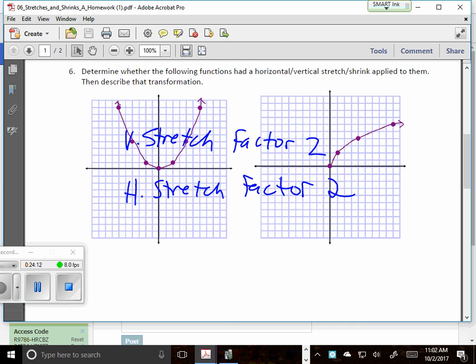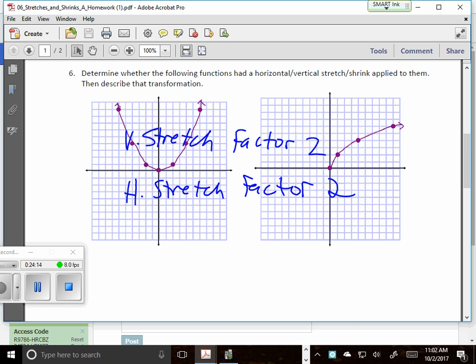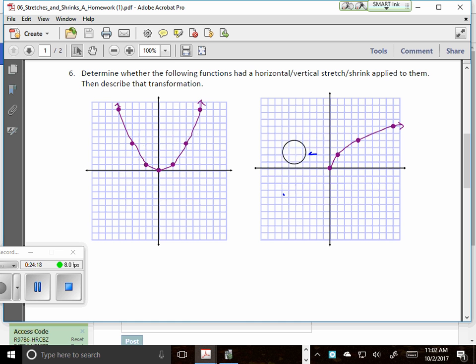All right, moving on to this part. Determine if this has had a horizontal or vertical shrink applied. Do you get that is not your normal parabola? If I were you, the first thing I would do is draw in the normal parabola, and it really helps you to tell whether it got stretched horizontally or vertically.